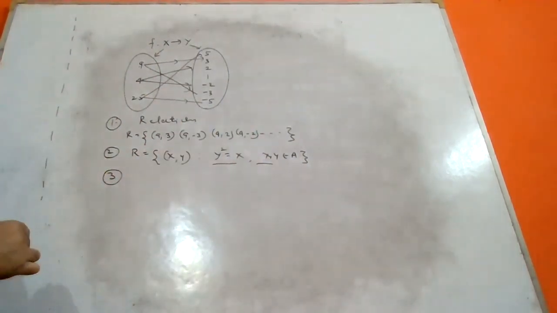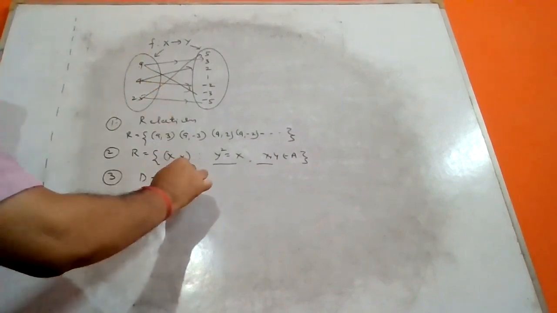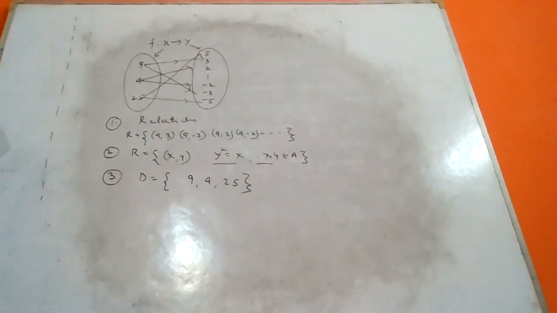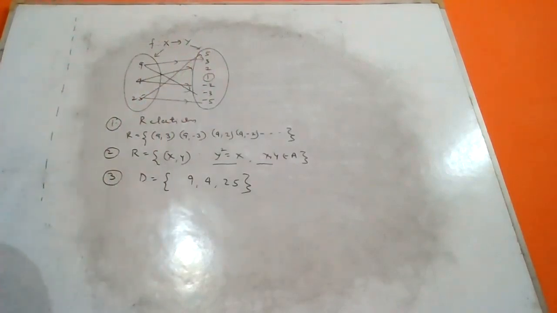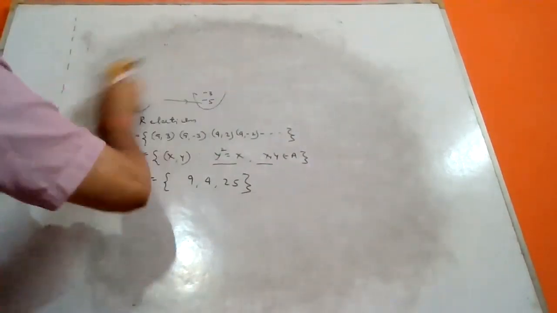And the third and last step, they ask to find the domain. The domain is what? These elements are known as the domain: 9, 4, and 25. And the codomain is what? All these elements are the codomain. The range is what? All elements except 1. 1 is not a part of the range. Yes. So this is the 5-marker question related to exercises 2.1 and 2.2, already done.